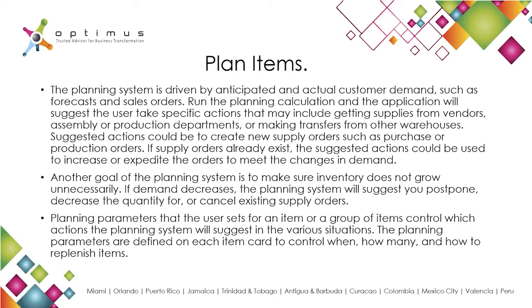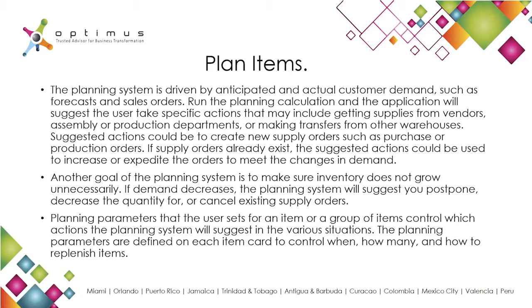The planning parameters are defined on each item card to control when, how many, and how to replenish items. Okay, so it's not only about the time or how much, but also how to replenish. I mentioned that we might purchase an item directly from the vendor, or in any case, if we have inventory in other places, we can indicate that we will be transferring specific items from one warehouse to another warehouse to be replenished.